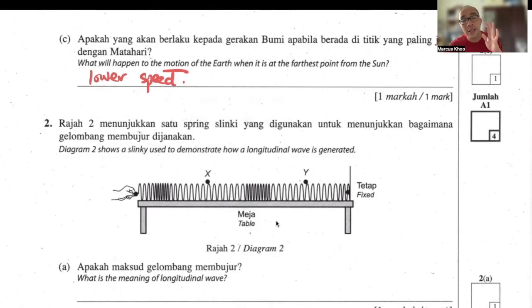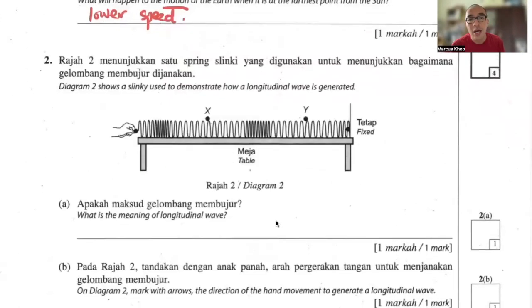The point is this: the further you are away from the sun, the slower you move, but you cover the same amount of area as when you're nearer to the sun. When you're nearer to the sun, you will orbit a lot faster. That's why you cover a longer piece, but the area is still the same. That's the law of areas, Kepler's second law. Diagram 2 shows a slinky used to demonstrate how a longitudinal wave is generated.